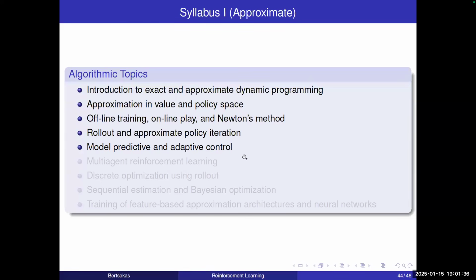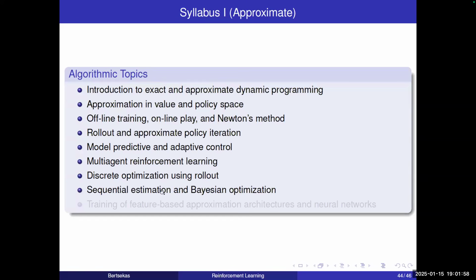This means that the control selection process adapts to a changing environment. We will also touch upon multi-agent problems, where there are multiple robots or multiple agents involved, and it has its unique challenge. We'll introduce a method tailored for it. And we will talk about discrete optimization using rollout method, sequential estimation and Bayesian optimization, as well as training of feature-based approximation architectures and neural networks.